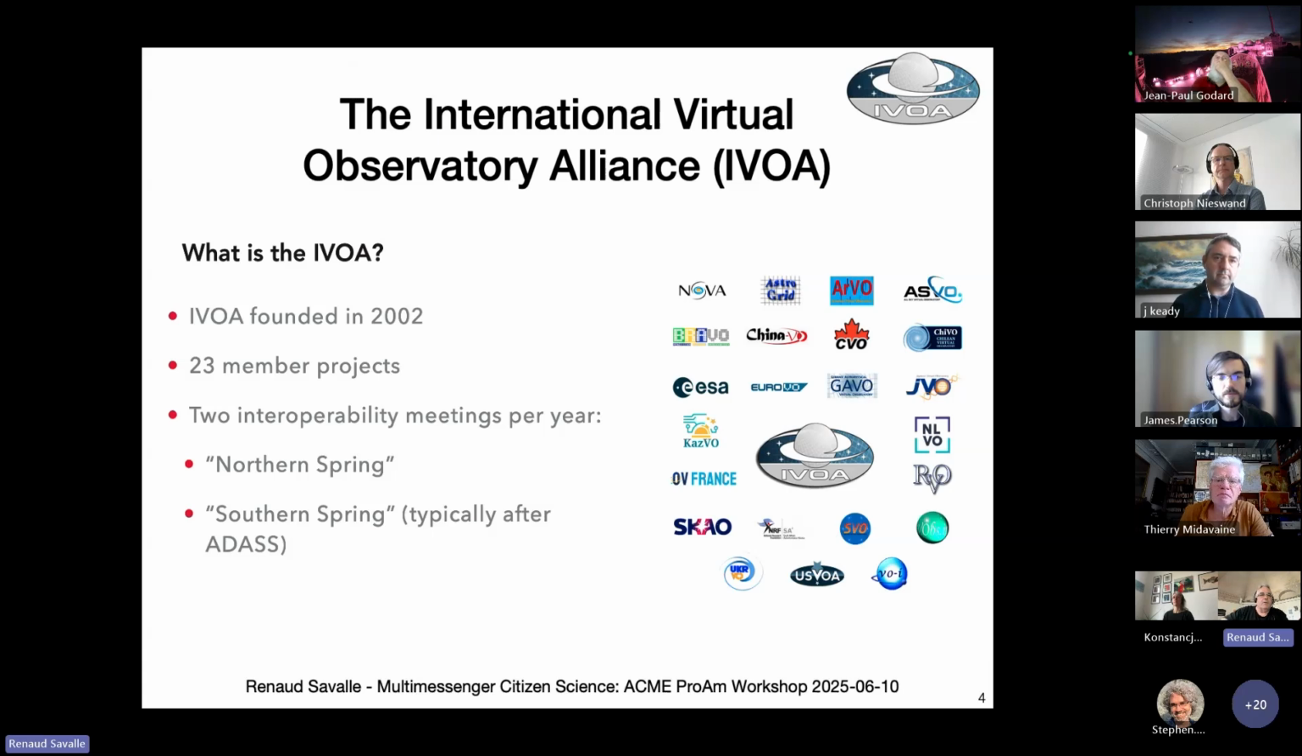So I work for the International Virtual Observatory Alliance. I'm going to describe a little bit what it is. It was founded about 20 years ago and has 23 member projects and countries. You can see here the national VOs like EuroVO, the European VO. And it holds 2 interoperability meetings per year where we have discussions about a week long and presentations to make our tools compatible with each other.